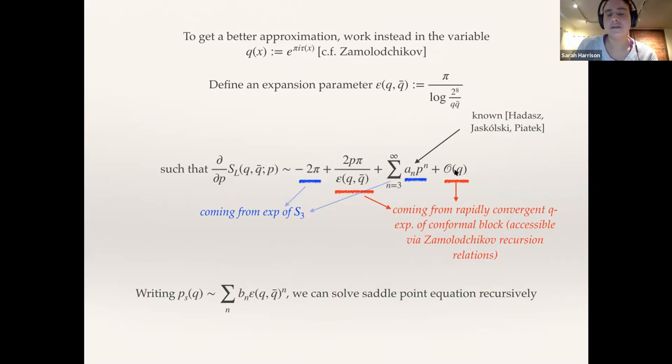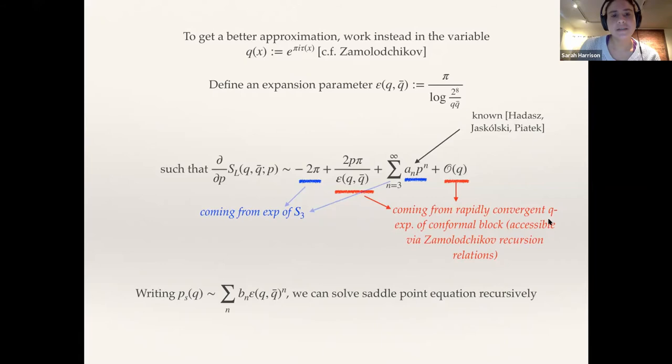So the terms that I've underlined in blue both come from the expansion of the three-point function. In principle, these coefficients, a sub n, are known. They come from Taylor expanding some product and ratio of gamma functions, so we can compute them up to any order we'd like. And this order q part, which comes from the q expansion of the conformal block, we can compute via recursion relations due to Zamolodchikov, also up to any order that we'd like.